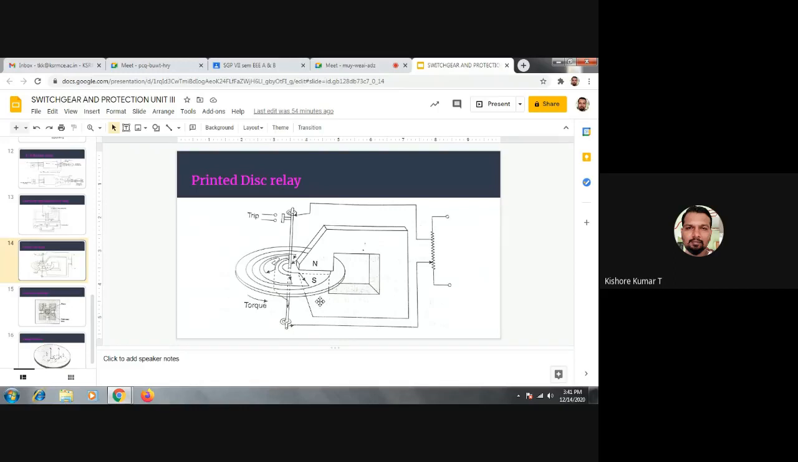Printed disk type relay. Just like a PCB, printed circuit board, the circuit is printed on this disk. All these arrangements are made in order to provide a phase shift between two fluxes, which results in the net torque developed on the disk.